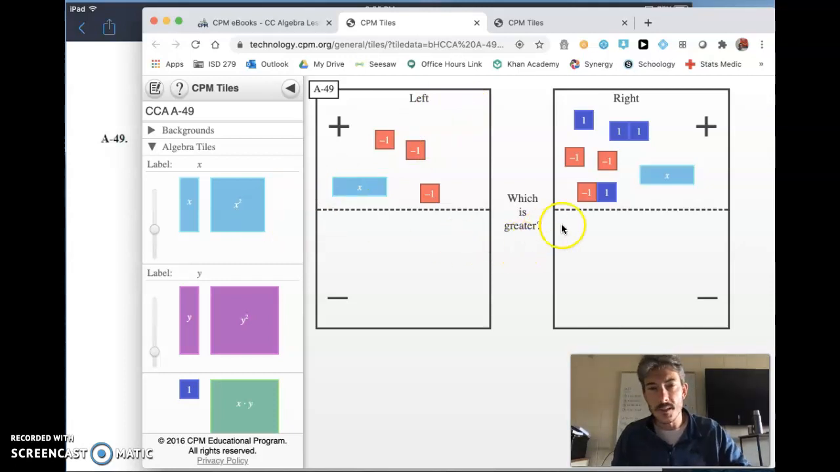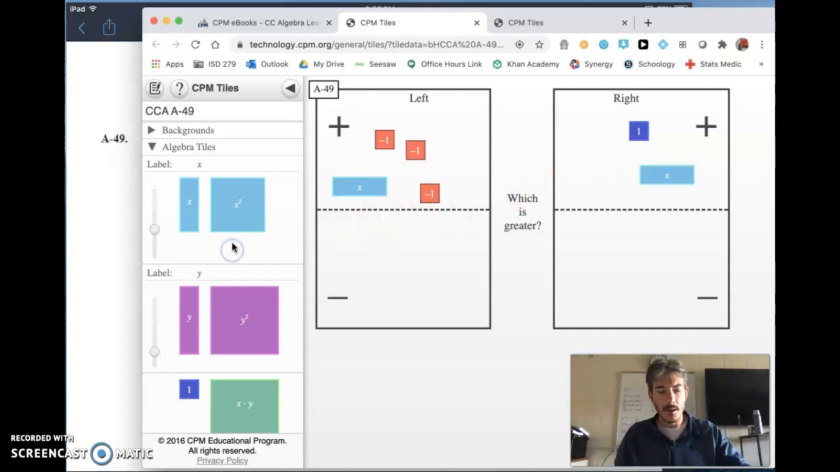Well, I can do it over here on the right side too. I take a positive and a negative and I get rid of them. I can do that again, and one more time, a positive and a negative, and I can get rid of them. Now, it might be clearing up which one might be bigger, but there's one more simplification step I can do.